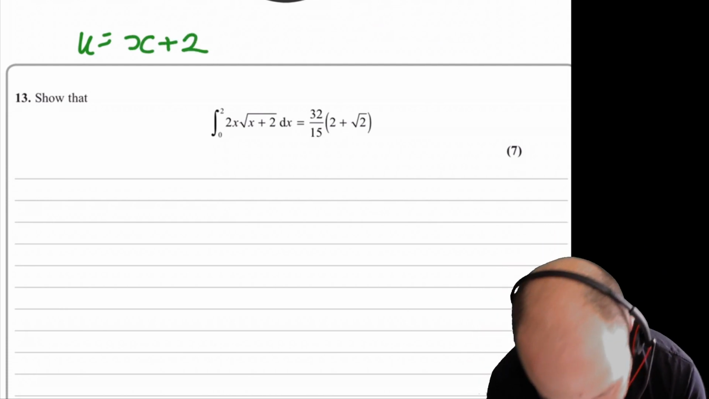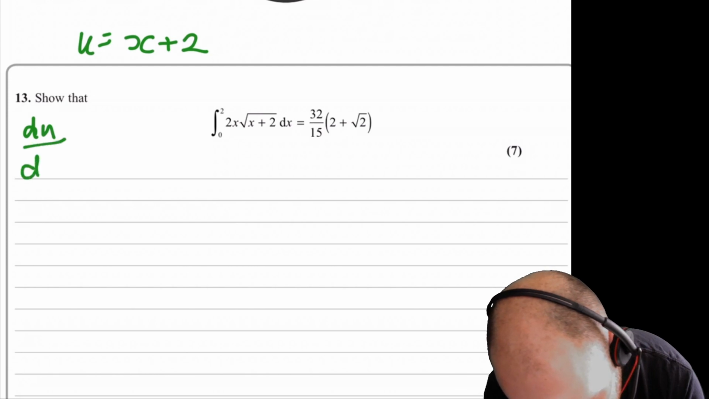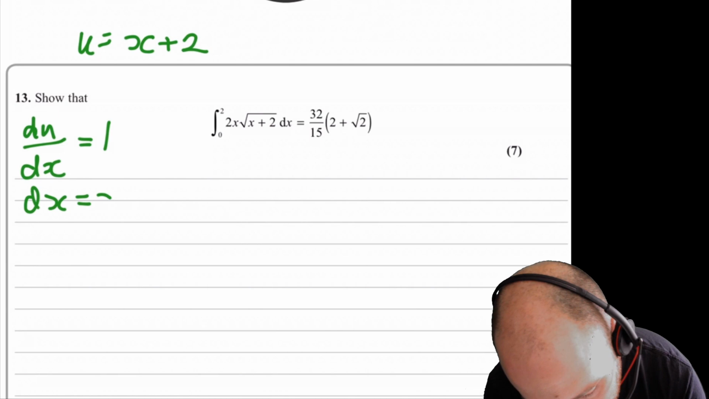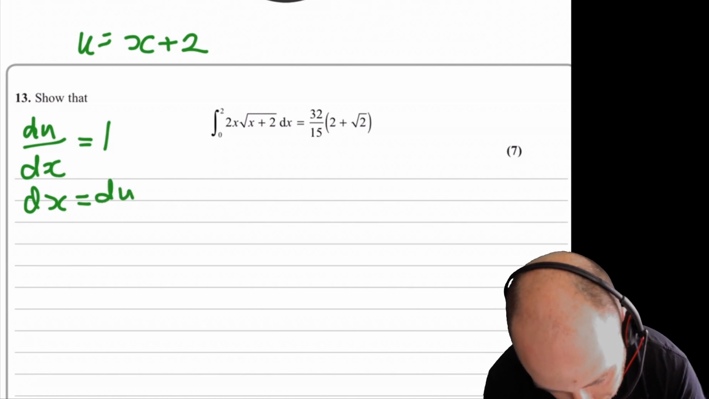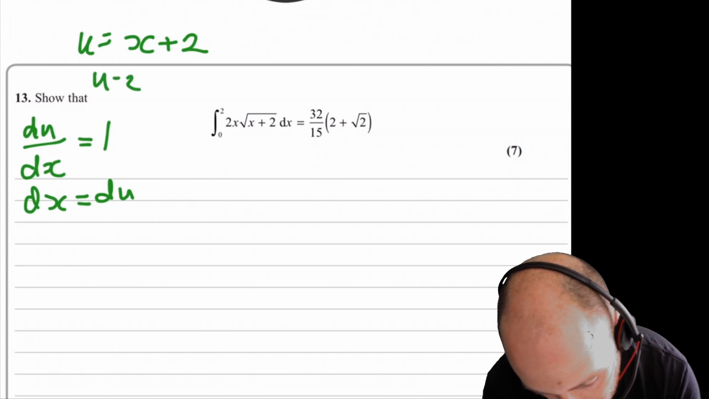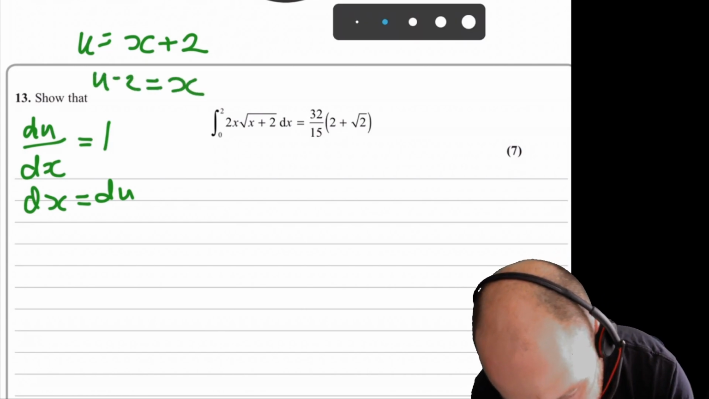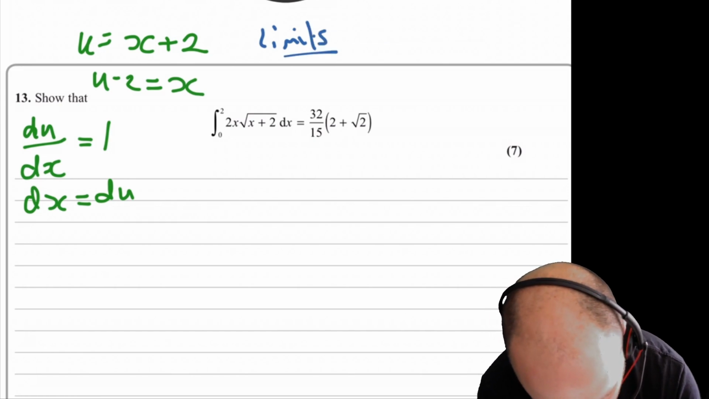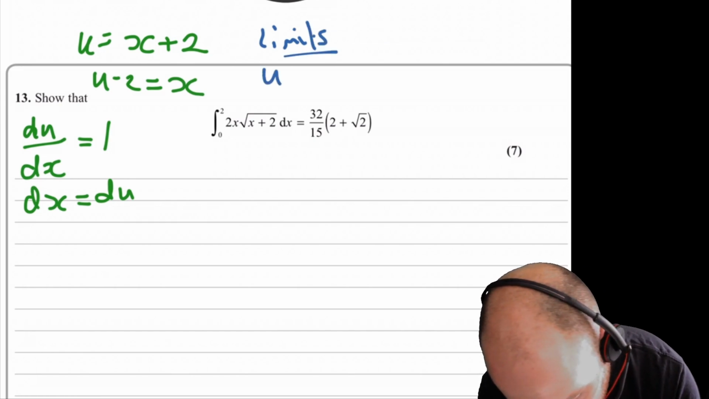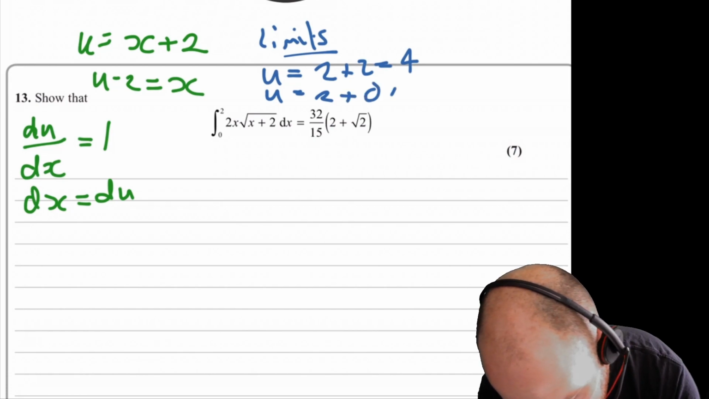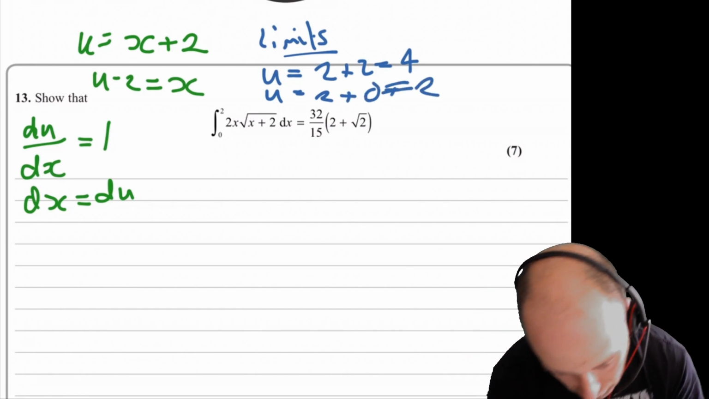So we get du dx is 1, so dx equals du. We can rearrange this to get x as well, so we can say u minus 2 equals x, and our limits. If we put in x is 2, we get u is 4, so u equals 2 plus 2 is 4, and u equals 2 plus 0, which is 2.